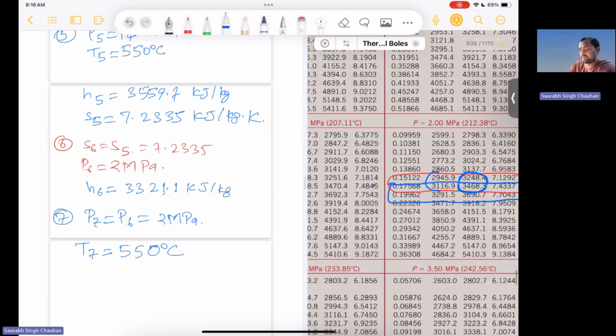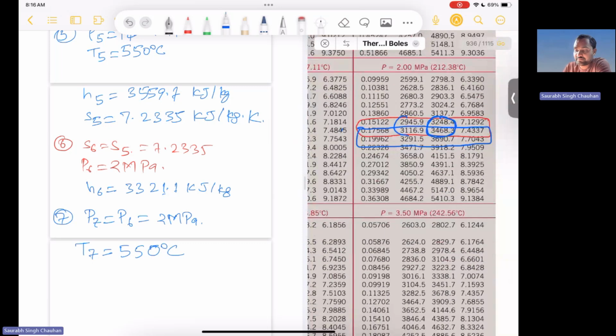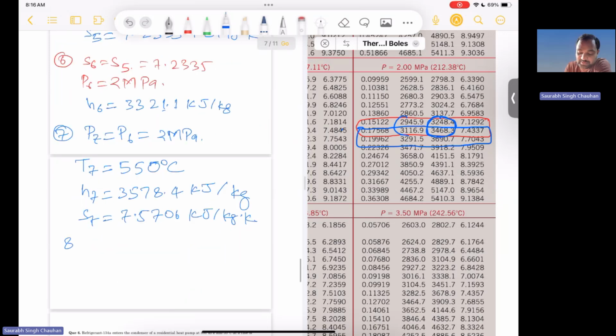Something somewhere around this value. Okay, again I am taking the direct values. So at 7 I am taking 3578.4 kilojoule per kg. S7 is equal to 7.5706 kilojoule per kg Kelvin. Similarly, at point 8 you can find the values using the table.